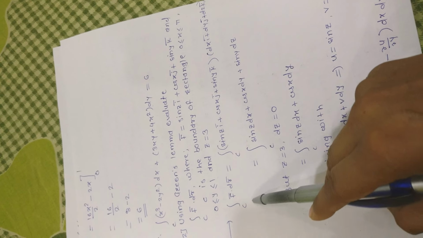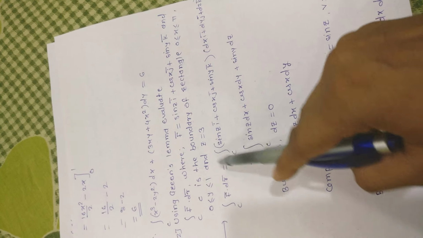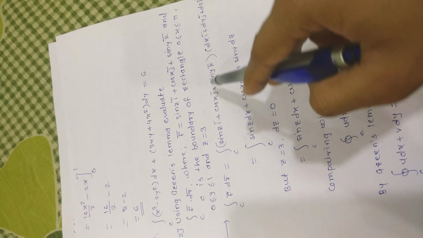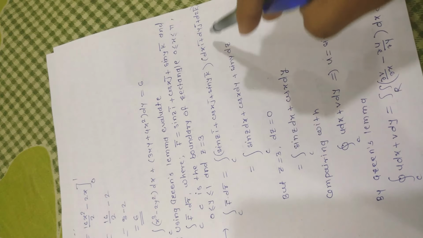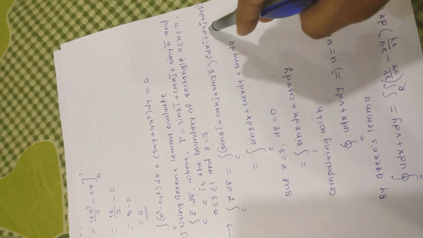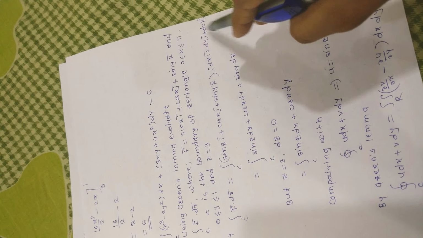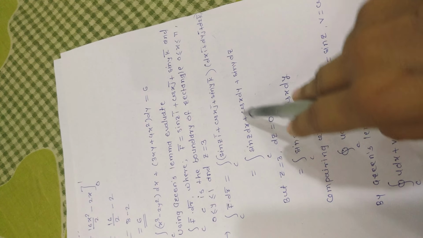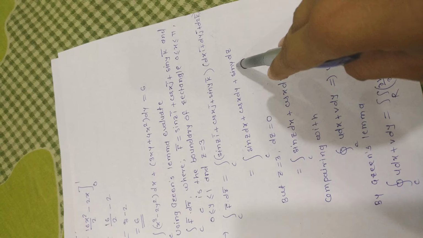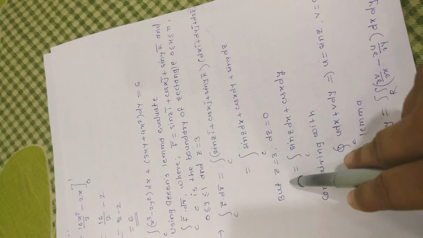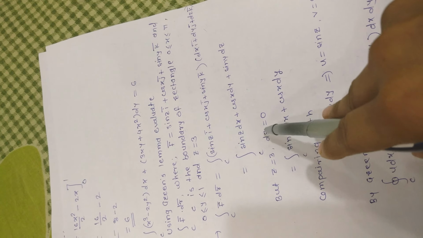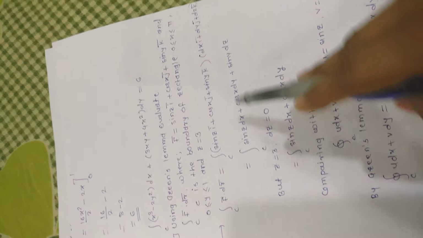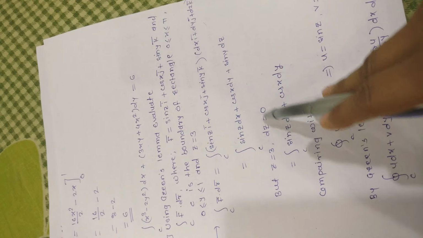So integration over C of f bar dr bar is equal to integration over C of sin z into i bar, cos x into j bar, sin y into k bar, and dr bar is dx i bar plus dy j bar plus dz k bar. So taking dot product of these two, we get sin z dx plus cos x dy plus sin y dz. But as z is equal to 3, so dz is equal to 0. Z is 3 is given, so the derivative of z is 0.